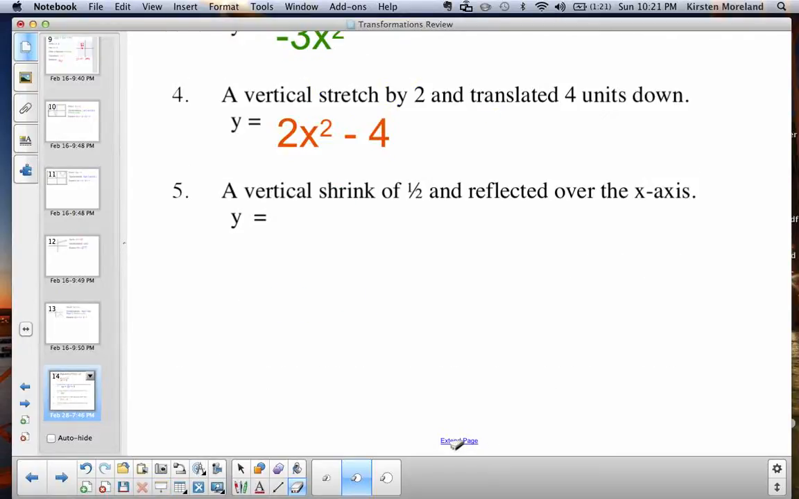Right, and the last one, pause it to see what you get. Right, a vertical shrink of 1/2 means I need a 1/2 out front. I need a negative because it's reflected over the x-axis. And all I need is my x squared because it hasn't gone right or left or up or down.